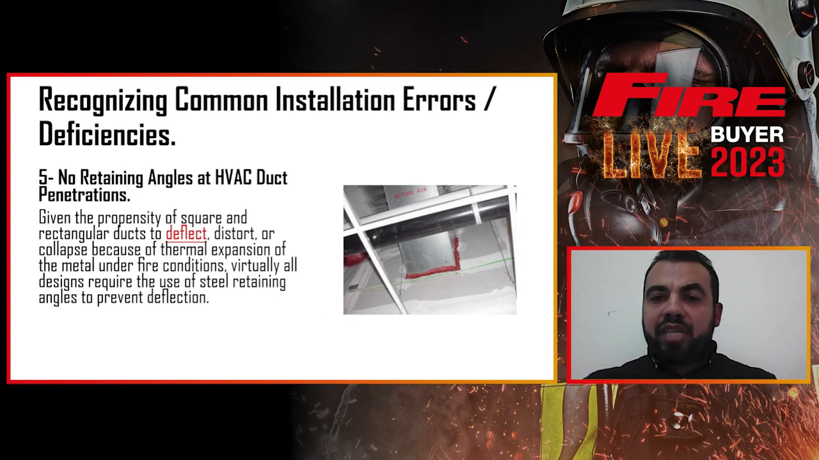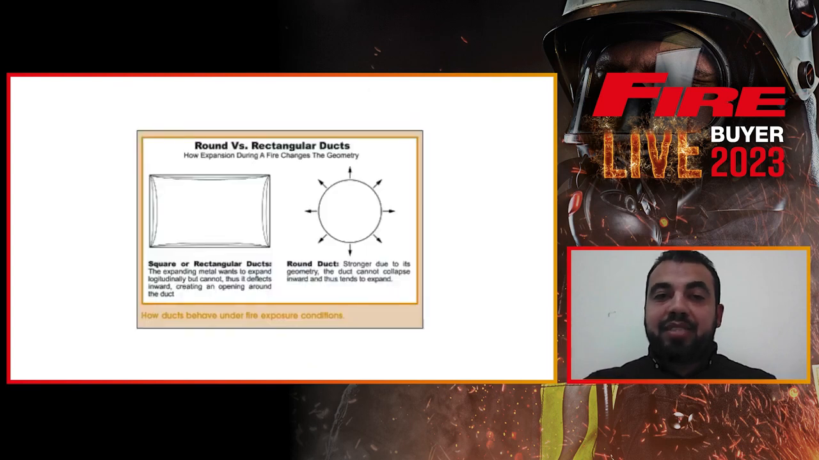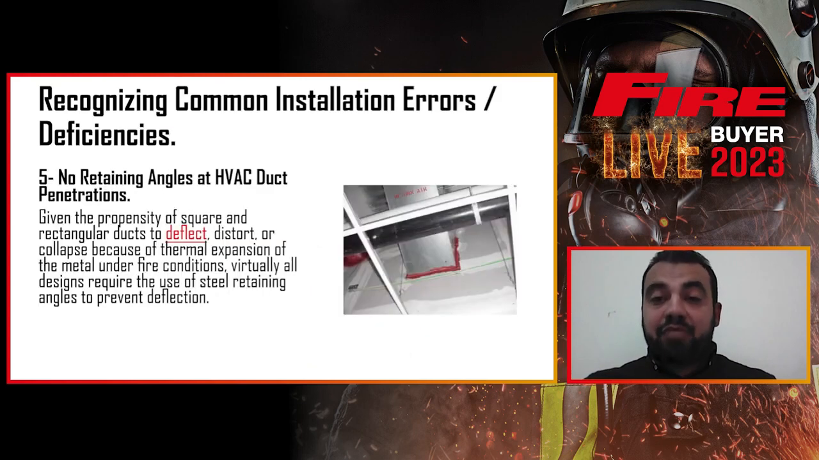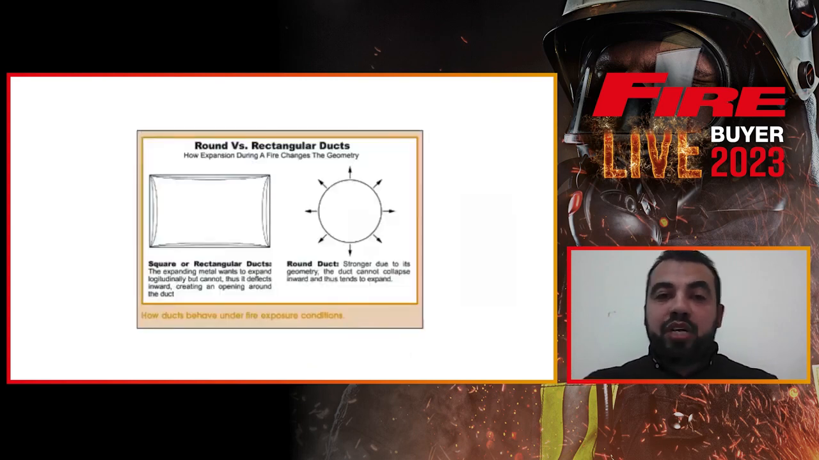No retaining angle on the HVAC, non-fire dampered HVAC installations. So for HVAC duct installations without dampers, there should also be a retaining angle to make sure that your duct will not deflect and leave an opening. So it's not only fire stopping material around the HVAC ducts, but we should have the retaining angle for rectangular ducts to make sure that your duct will not deflect. This is not required for round ducts because round ducts will behave differently.